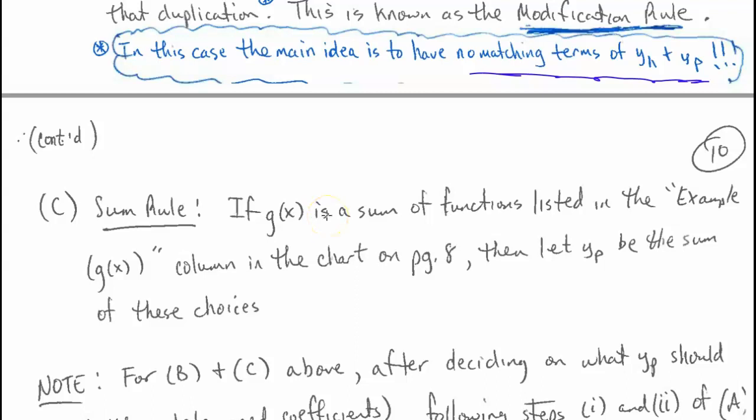All right, so let's look at some examples of what all three of these rules actually look like, meaning the basic rule, the modification rule, and the sum rule, so that we can get a good idea of how to judiciously pick good general solutions for our y sub p before we start solving these types of equations.